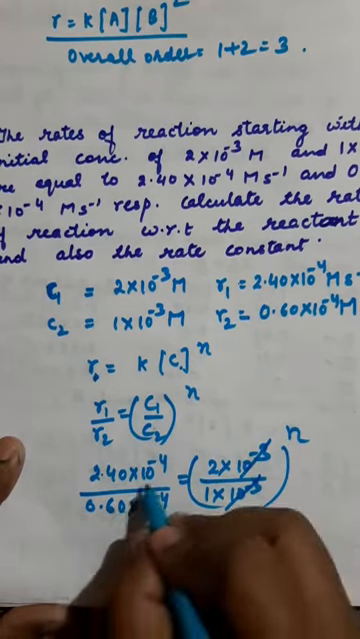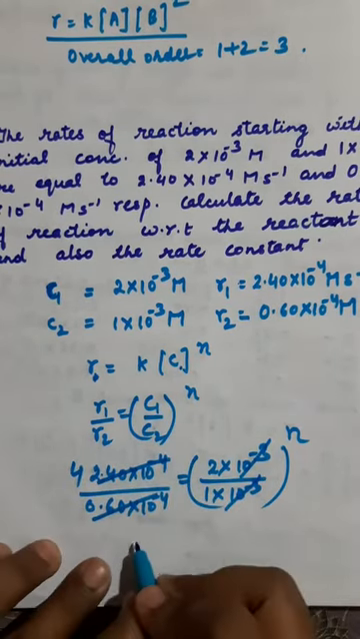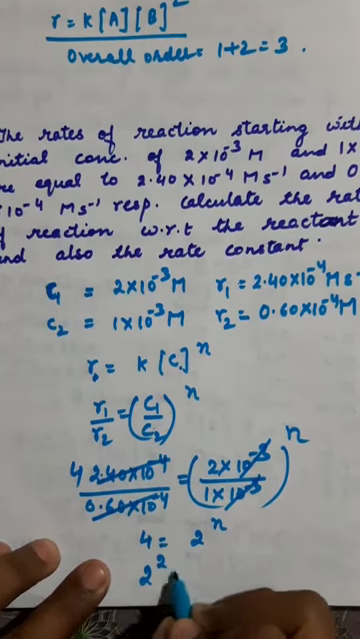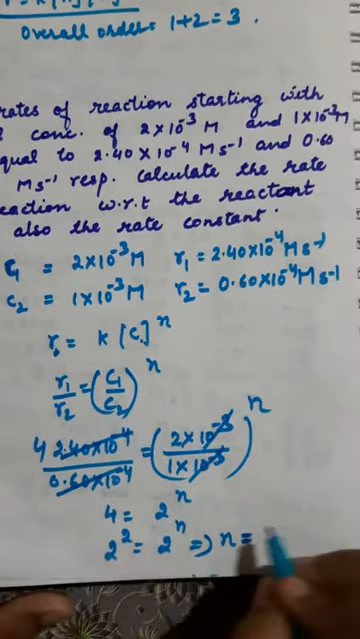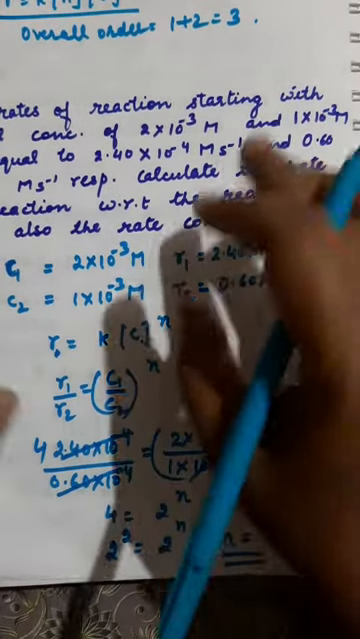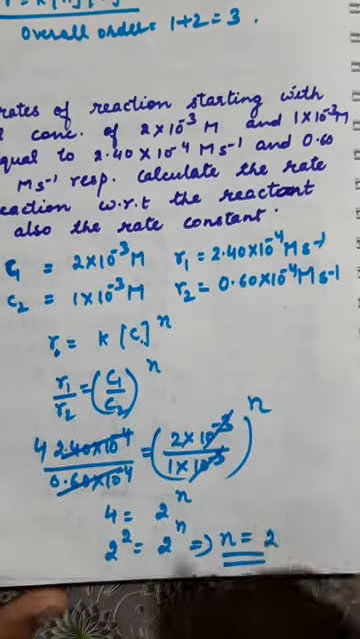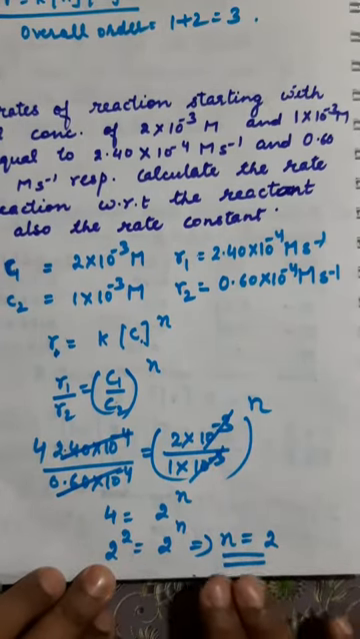This will get cancelled out. This will be 4 times. 4 is equal to 2 to the power n. That means 2 to the power 2 is equal to 2 to the power n. So what is the order of the reaction? n is equal to 2. So two concentrations were given and rates were given corresponding to these concentrations. Using this expression you can find out the order of the reaction.